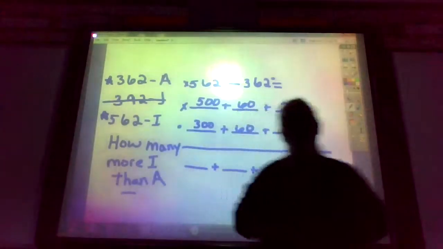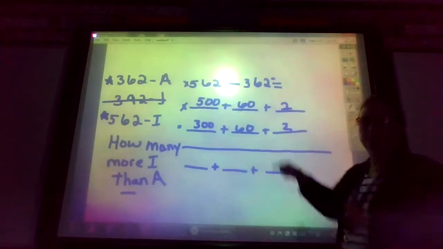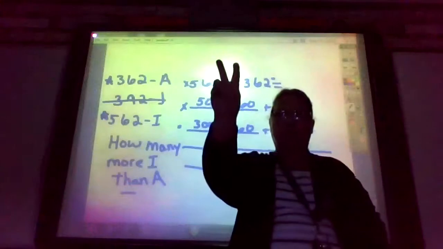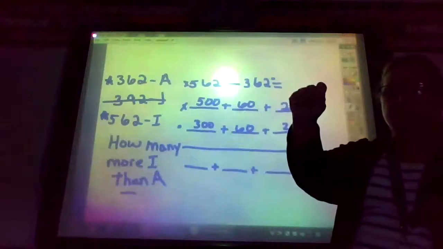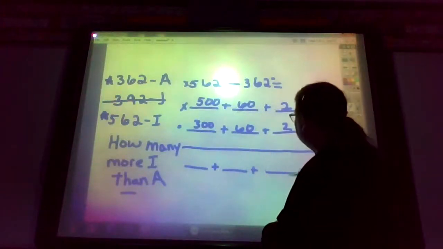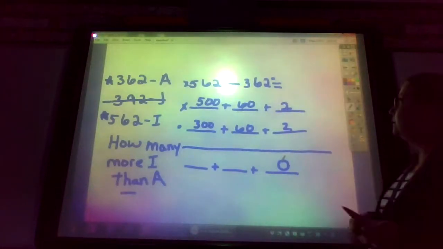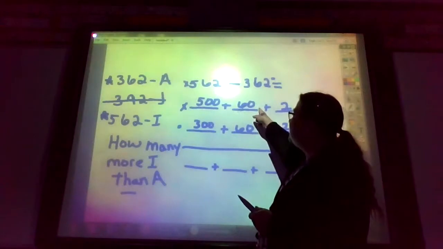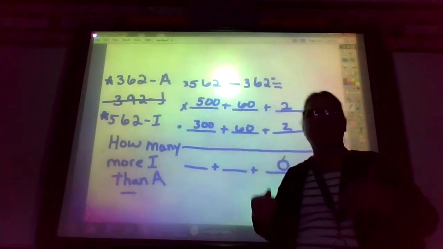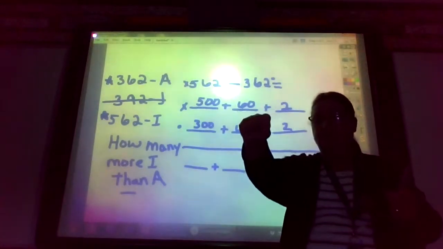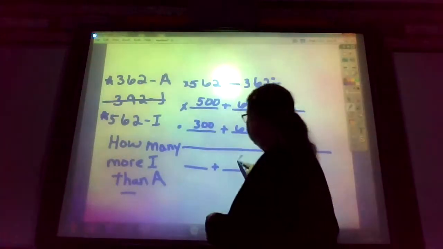I'm going to start here in the ones. But what is 2 minus 2? If I have 2 and I take 2 away, 1, 2, I don't have any left. So if I subtract them, I get 0 ones. Well, I'm going to look at 60 minus 60. If I subtract 60 minus 60, I'm going to have 0 again. I'm going to have 60 and I'm going to take them all out of there. So I'm going to have 0 again.